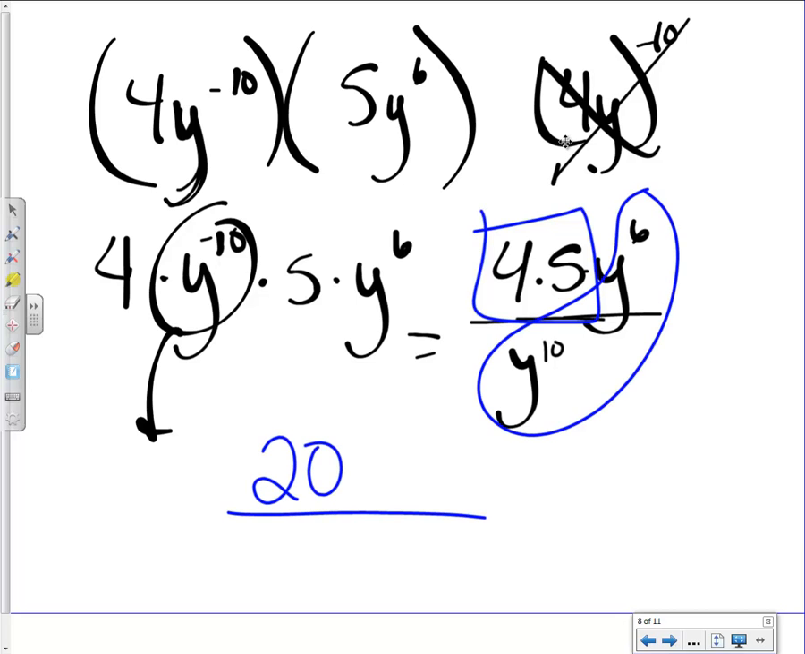This is the rule that we learned in our last section in 6.2. So I have y, the bases match. I have my numerator minus my denominator. 6 plus a negative 10, the signs are different. Subtract and take the sign of the bigger number. So I ended up with y to the negative 4th.